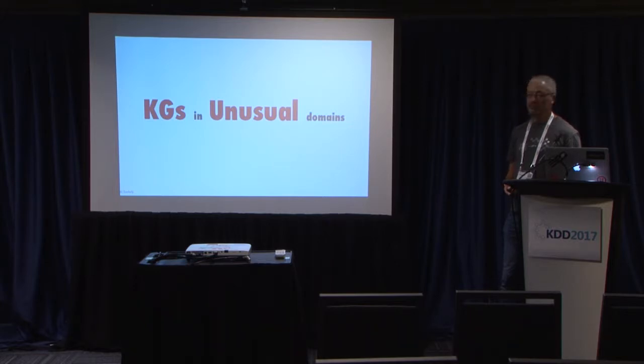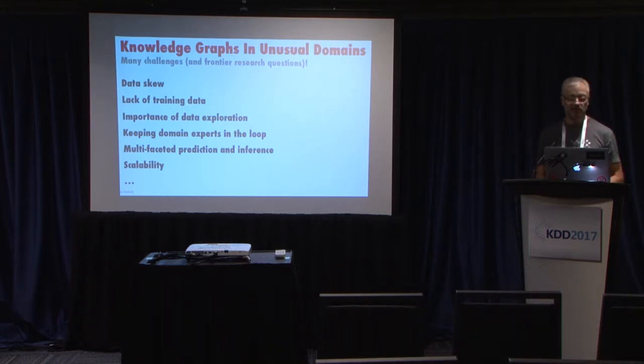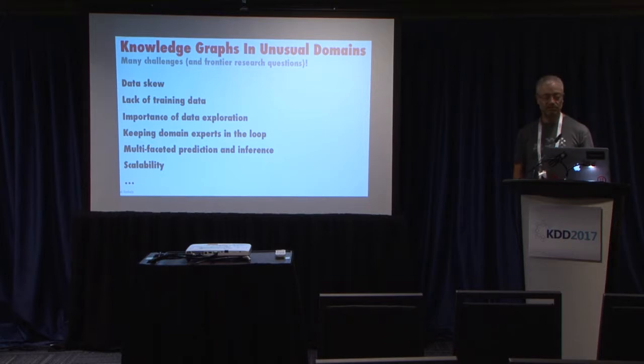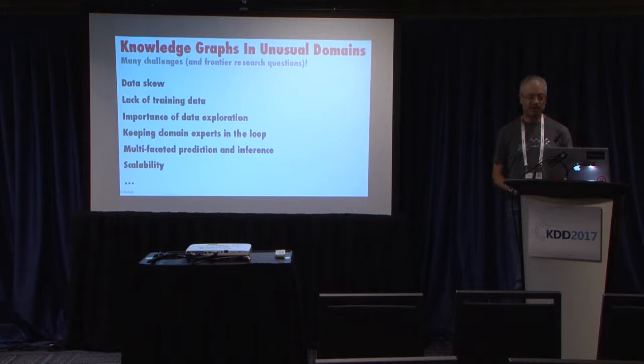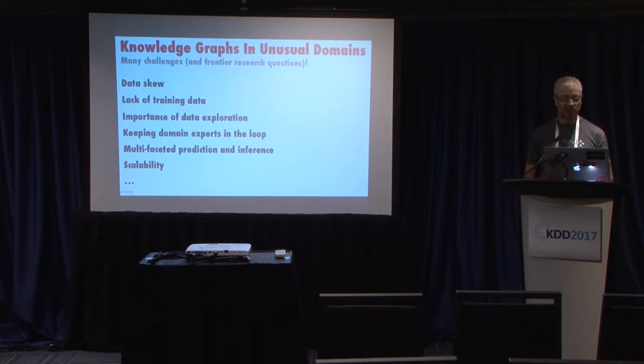So how do we do knowledge graphs in unusual domains? There are many challenges. So one is the data skew. There might be a few websites that have a lot of information for you, and then a lot of the useful information is going to be in a long tail. We're not going to have a lot of training data. There's very little labeled data for unusual domains. It's going to be important to do a lot of data exploration, so having a nice way to explore your data is key. It's also an interesting research problem.